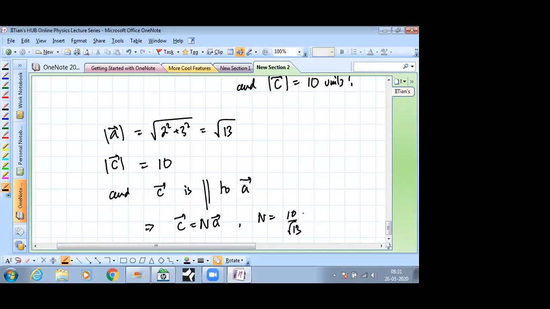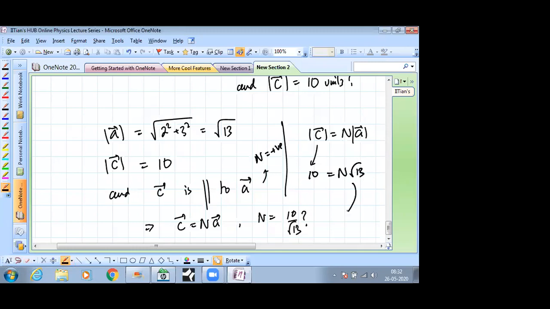How do I know that n is 10 divided by root 13? I know that mod C, in the case of a positive number, is n times mod A. Now because C is parallel to A, n should be a positive quantity. Once I know it's a positive quantity, I also know that the magnitude of C, which should be 10, should be n times the magnitude of A, which is root 13.